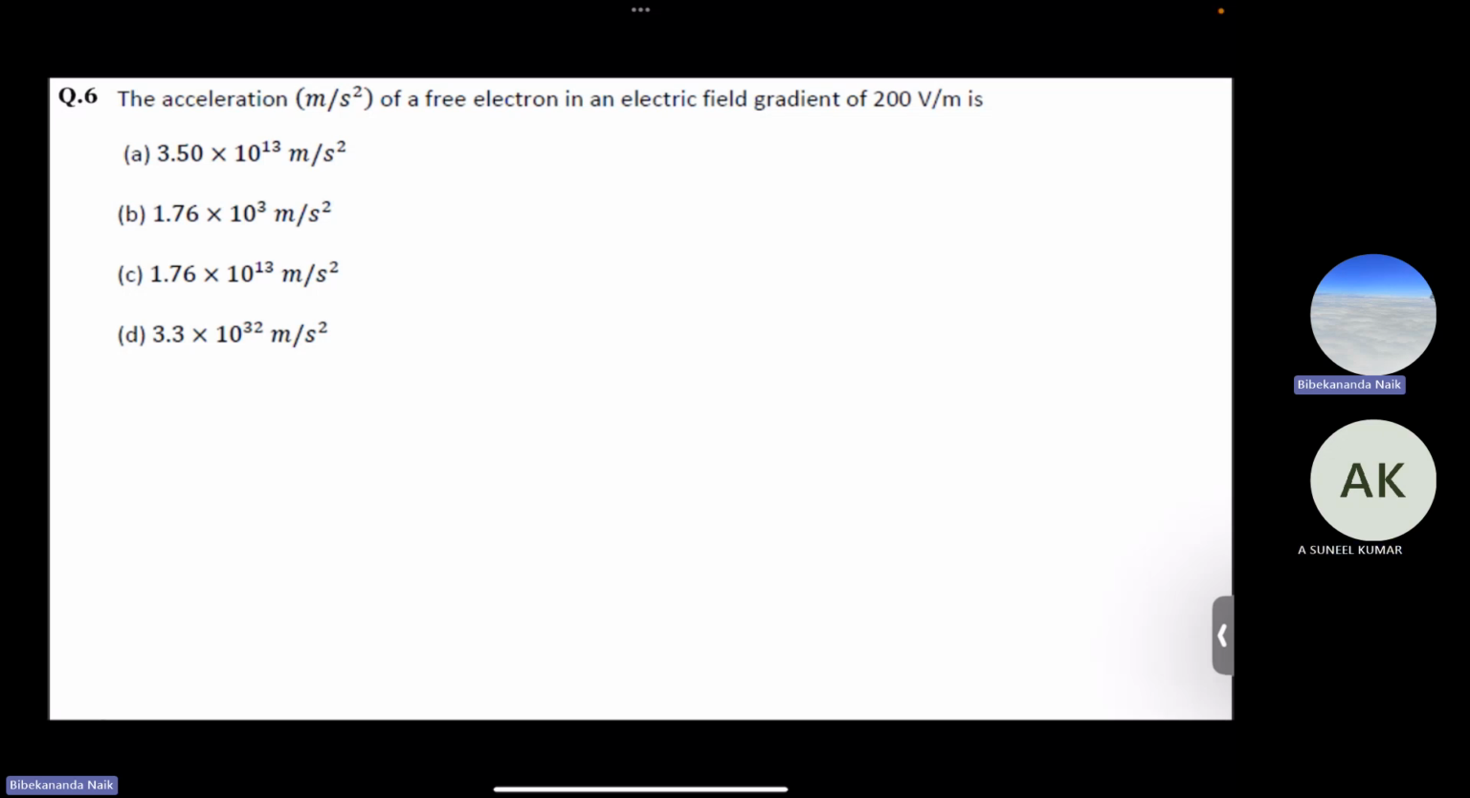So this is a very simple question. You don't need any other concepts to solve this question. This is pretty straightforward. What will be the acceleration of a free electron if the electric field gradient is 200 volt per meter? That's it. This is the question.